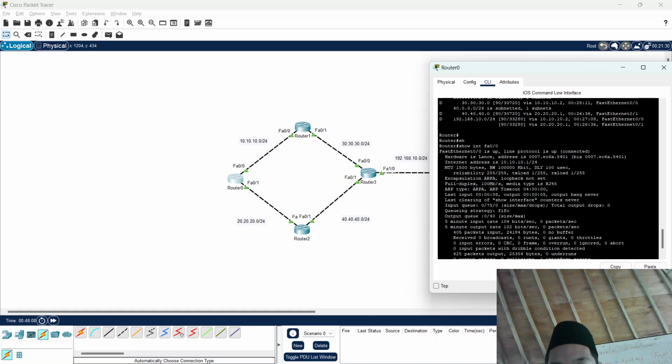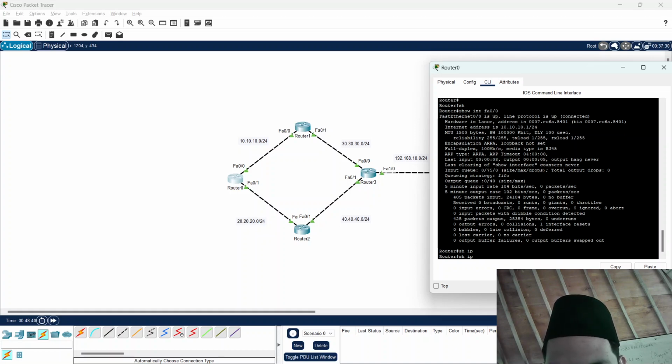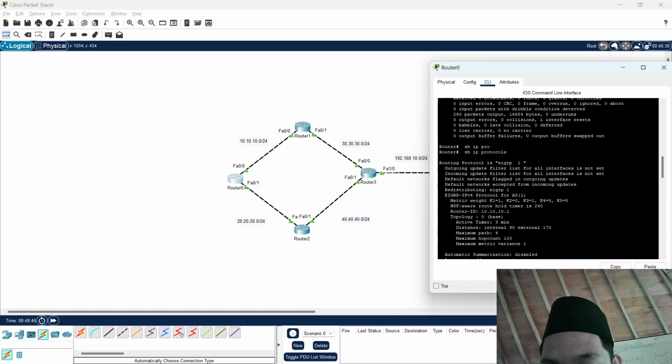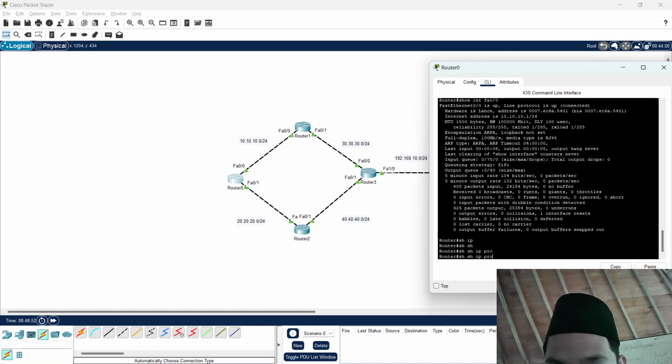So I want to tell you about the calculation. First, the metric calculation. If you want to look at the K-values you are routing with, the configuration is 1. Sorry, show IP protocol.